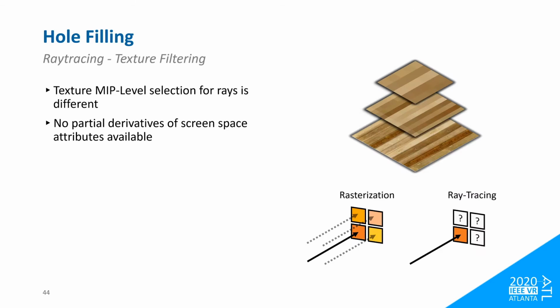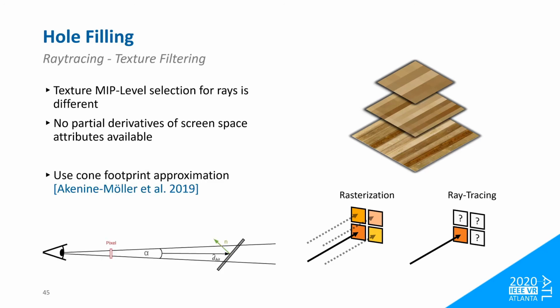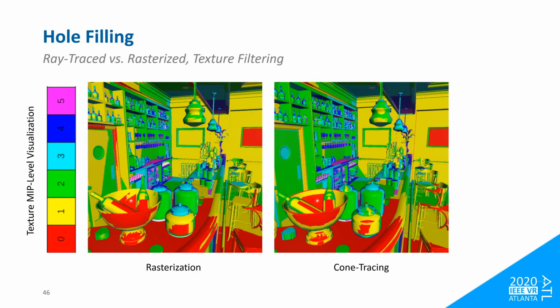Unlike in rasterization, a single ray cannot compute the gradient of the texture coordinates at a specific point. Therefore, we resort to a cone footprint approximation for selecting the MIP level during ray tracing. Here we can see the differences in texture MIP levels between regular rasterization and the cone footprint approximation.